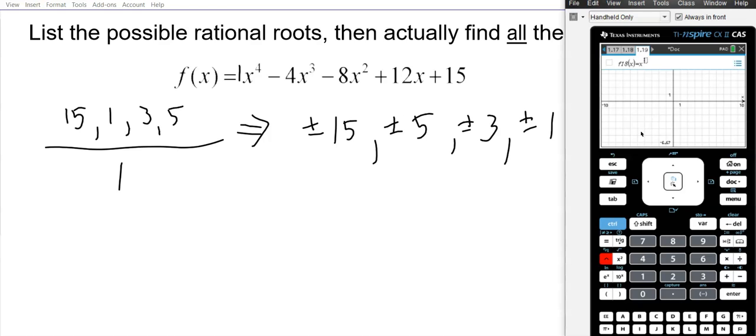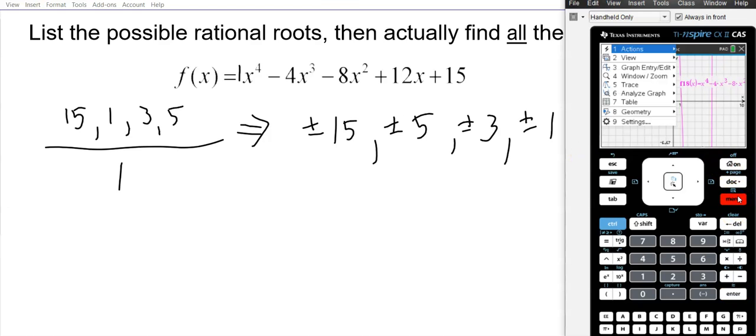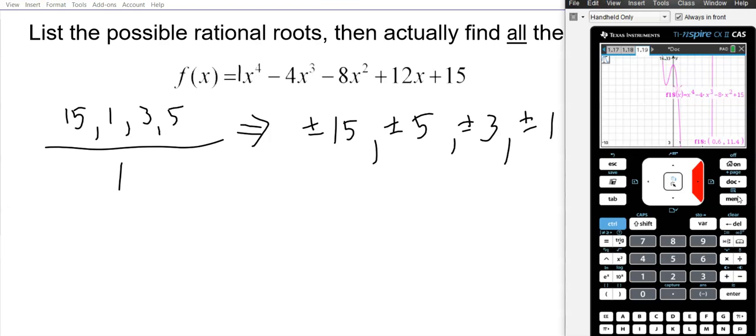So x to the fourth minus 4x to the third minus 8x squared plus 15. Looks like it does have 2 solutions. Let's see, 2 real ones anyway. Menu 5.1. Now let's see. There's a solution.